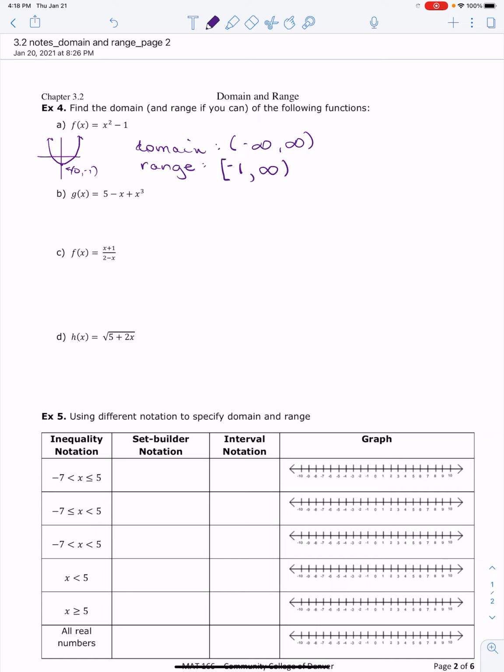Okay. B is a polynomial. It's got an odd degree. So if you think about that end behavior, we know those ends of that function are going in opposite directions. Our domain here is going to be all real numbers. Our range is also going to be all real numbers.